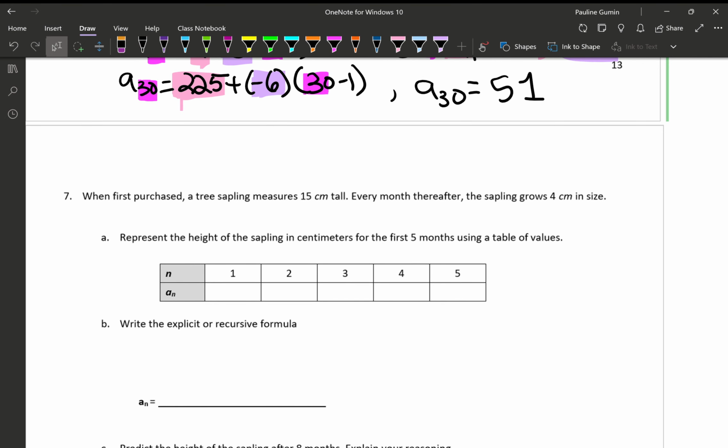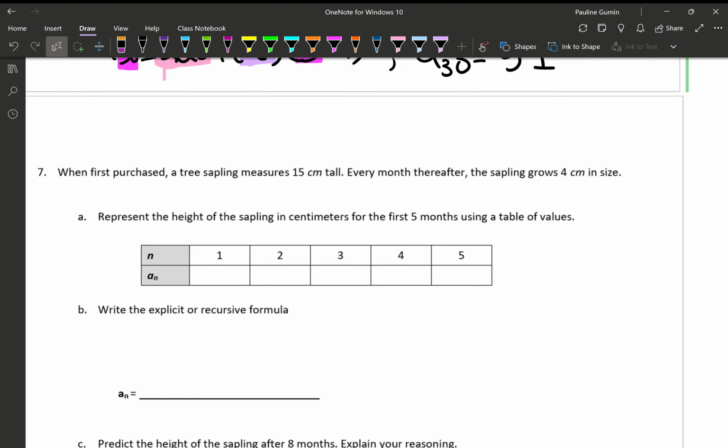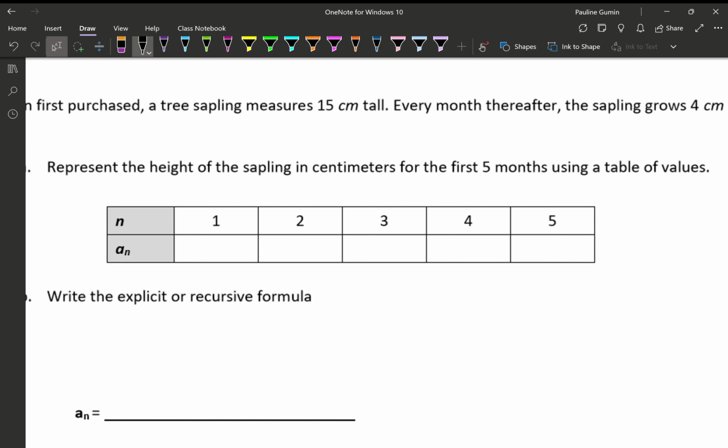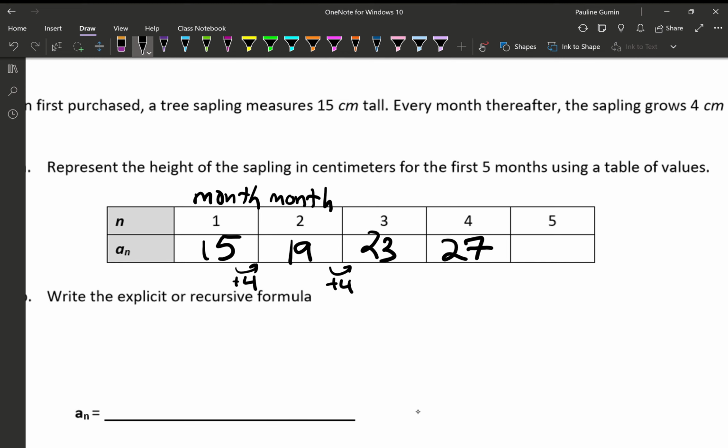Number 7. When first purchased, a tree sapling measures 15 centimeters. Every month thereafter, it grows 4 inches. All right, let's fill in the table. Month 1, that's n equals 1. So month 1, it's 15 centimeters. Month 2, well, if it grows 4, that's adding 4. 19. Add 4 again. 23. And again. And again. So after 5 months, it looks like it's 31 centimeters.